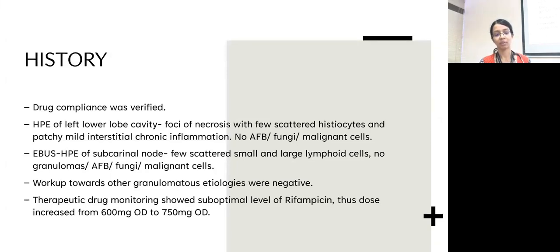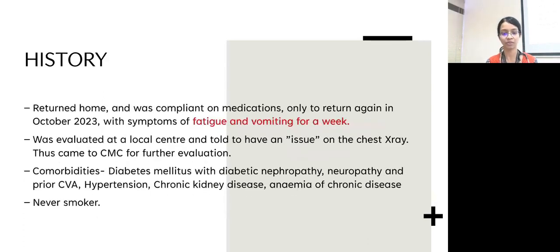Because we needed more objective evidence of drug compliance, we did therapeutic drug monitoring of his rifampicin and isoniazid, which showed suboptimal levels of rifampicin. So we hiked the dose from 600 to 750 at that point. He went back home in September, came back in October.